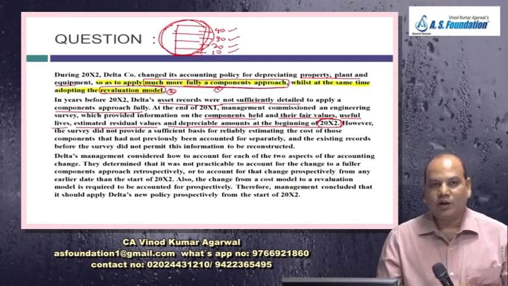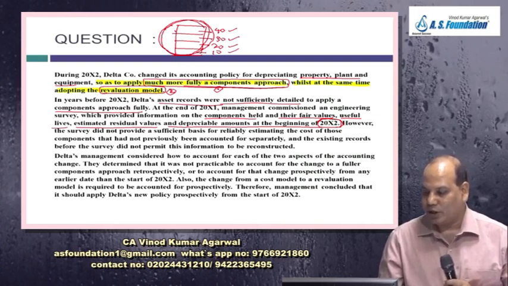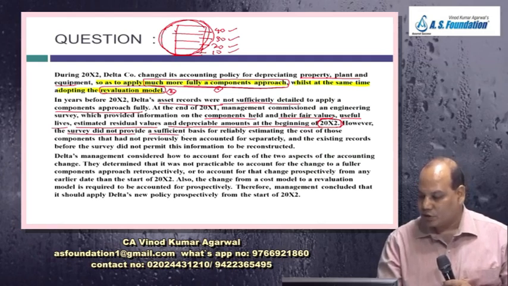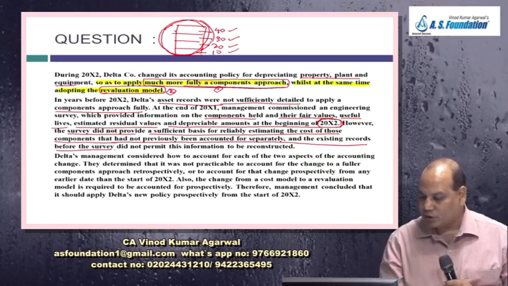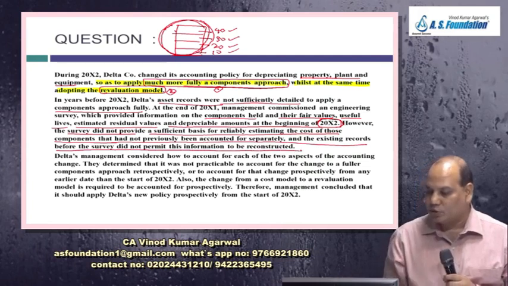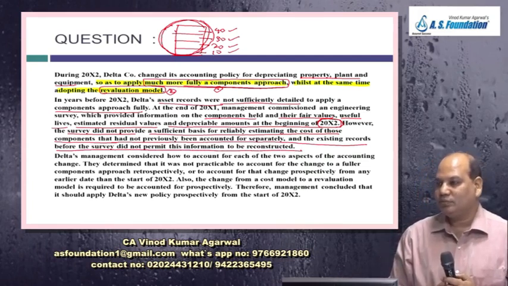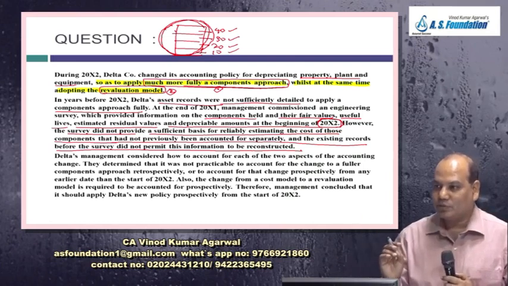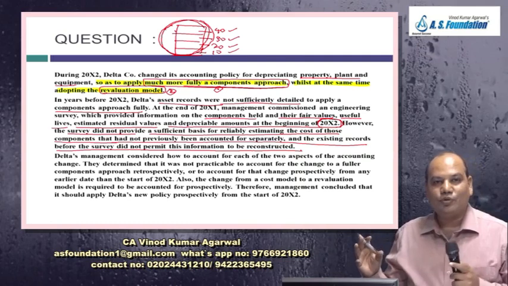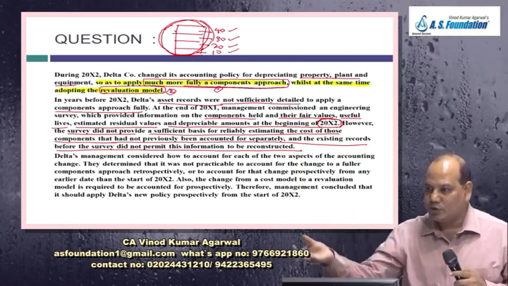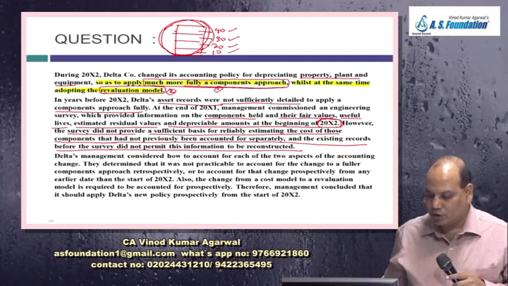So at the beginning of the current year, all the data they have gathered to apply this new policy of component approach and revaluation model. However, the survey did not provide a sufficient basis for reliably estimating the cost of this component that had not been previously accounted for separately, and the existing records before the survey did not permit this information to be reconstructed. Now some asset you might have purchased 10 years ago, 15 years ago. So you don't know at that point of time what was the value of each component because you did not prepare the records accordingly.